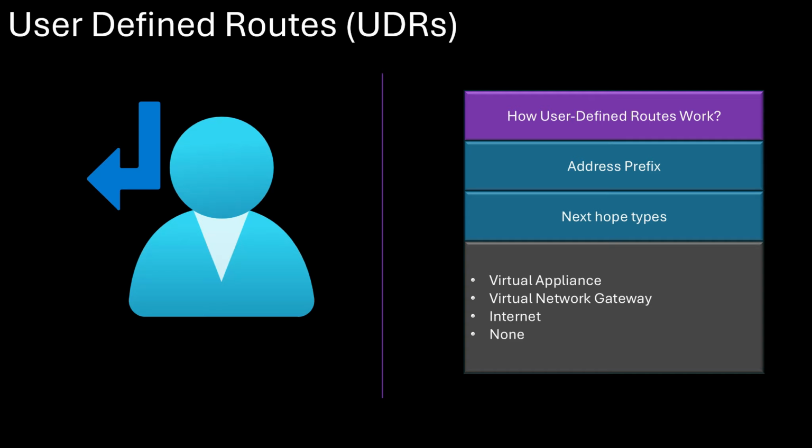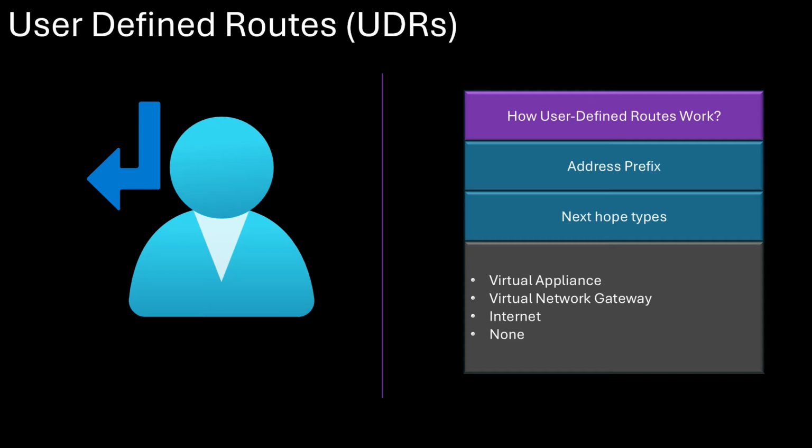When you create a UDR, you define custom routes that apply to a subnet. Each route includes an address prefix, which is the destination range for the traffic, and a next hop type, which indicates where to send the traffic. Next hop types include virtual appliance, virtual network gateway, internet, and none. Virtual appliance sends traffic to an NVA like a firewall. Virtual network gateway, you can use this for VPN or ExpressRoute traffic. Internet next hop can help route traffic directly to the internet, and none next hop blocks traffic entirely.